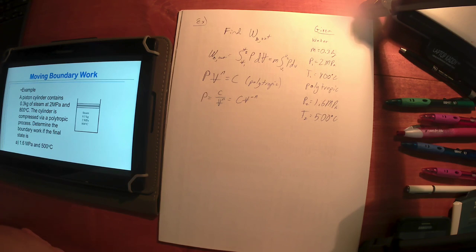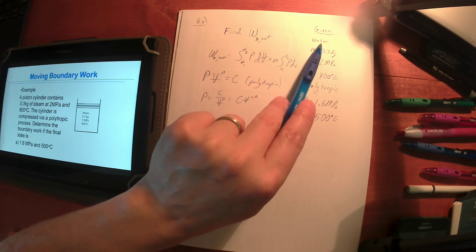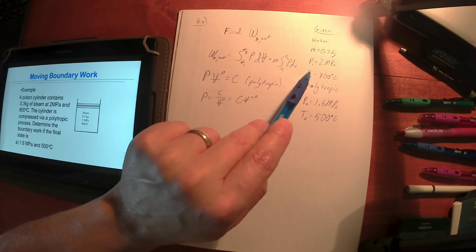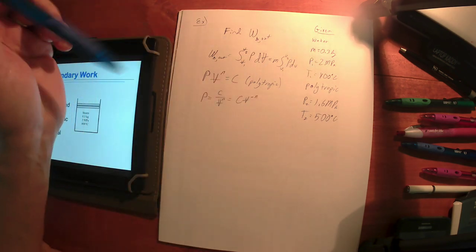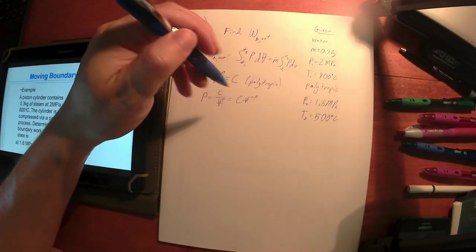Look at your substance. What is your substance? We know it's water. I have property tables for water, and given two properties at a state, there's a good chance I can find all the other properties. So given pressure and temperature, I should be able to find the specific volume, right?